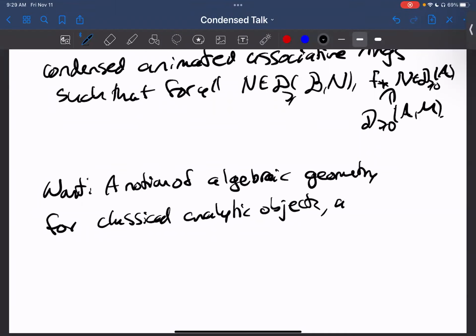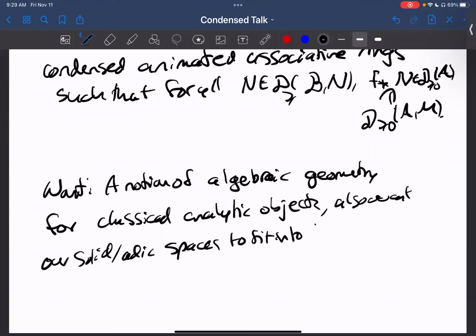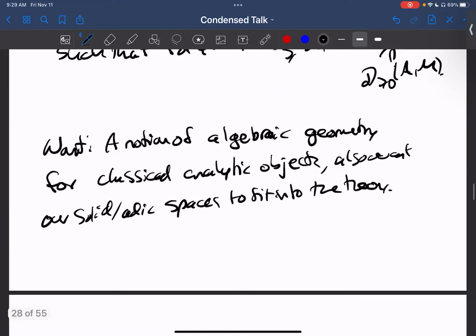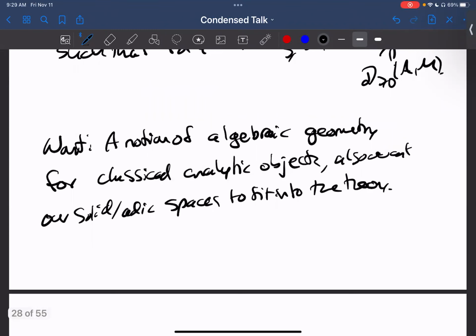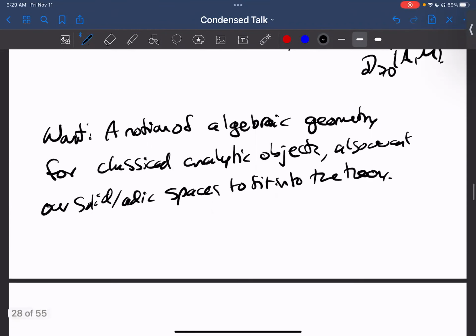We also want our solid and adic spaces to fit into the theory. And one thing that I didn't talk about before is that schemes, so algebraic geometry, embeds fully faithfully into discrete adic spaces in two different ways, so you don't lose anything. And this sort of fits algebraic geometry and the new notion of analytic geometry all into the same context.